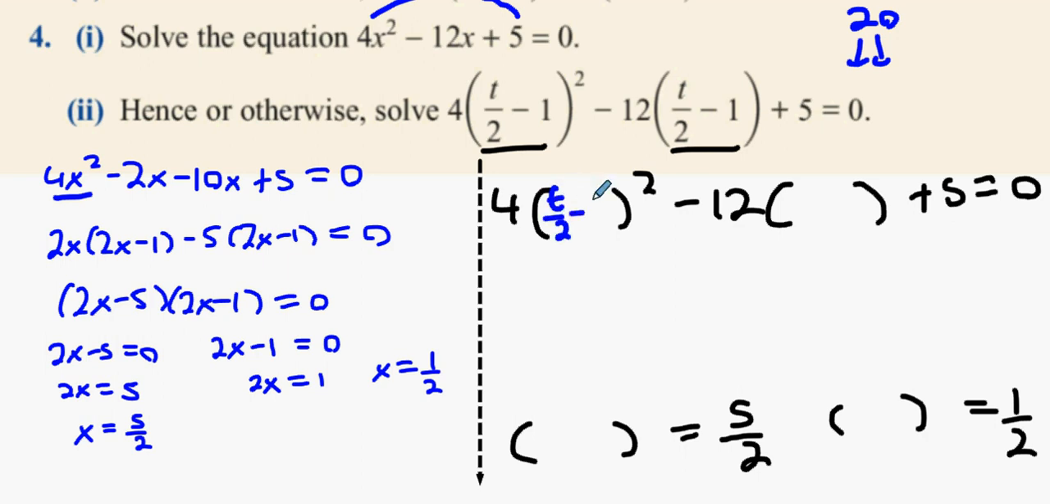T over 2 take away 1. The other T over 2 take away 1. This means T over 2 take away 1 is 5 over 2. T over 2 take away 1 must be a half.